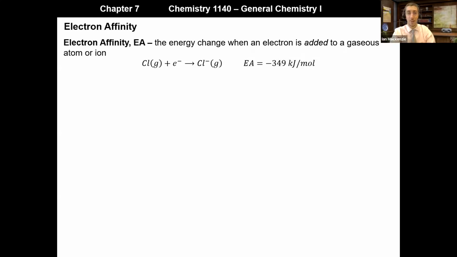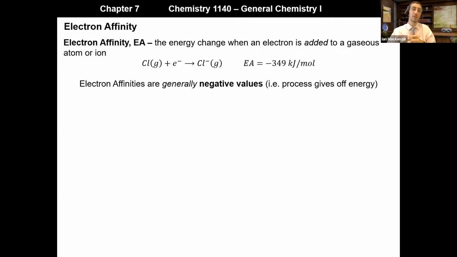Now that we've got that out of the way, electron affinities are generally negative values. We're adding an electron to an atom, so generally that process gives off energy. Now there are some exceptions to that, however.